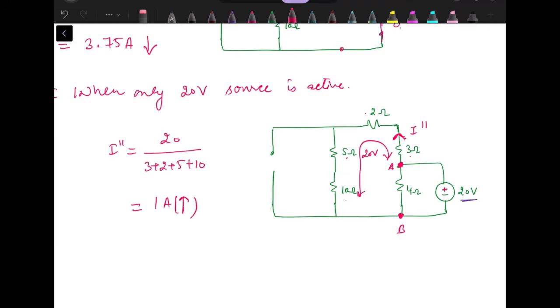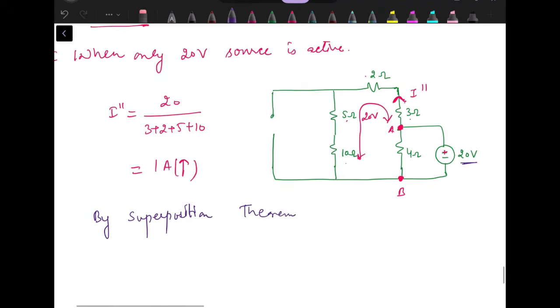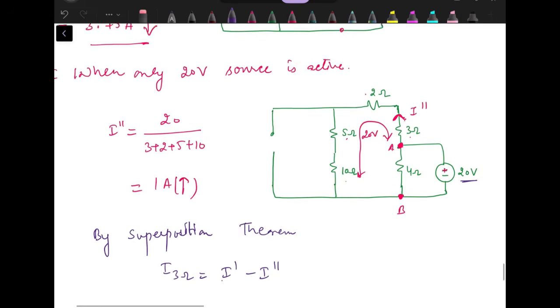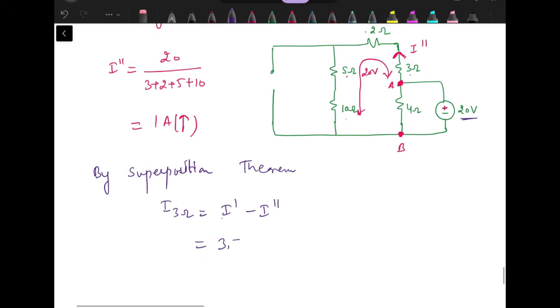Now the two currents are in opposite directions. Because of the 5 ampere source it's in the downward direction, because of the 20 volts it's in the upward direction. So by superposition theorem, I 3 ohm will be equal to I dash minus I double dash. Since the magnitude of I dash is more, I have considered that as positive and I double dash as negative. So 3.75 minus 1, that is 2.75 amperes, and this current is flowing in the downward direction.